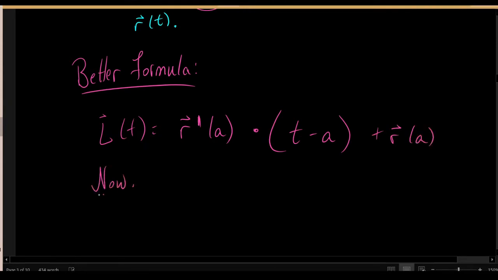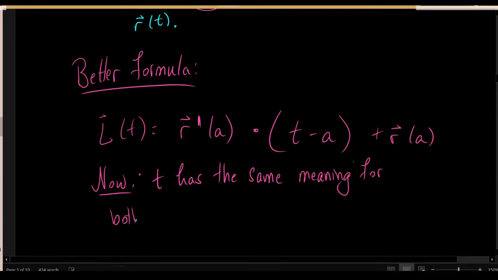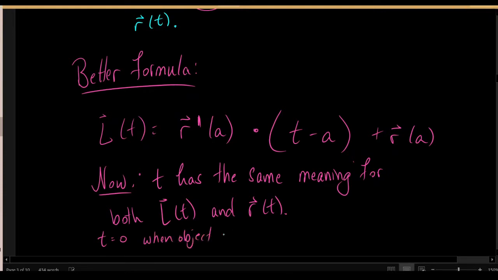Now, t has the same meaning for both functions. For both functions, t equals 0 is when the object started moving, and t equals a is the time when the object was launched.